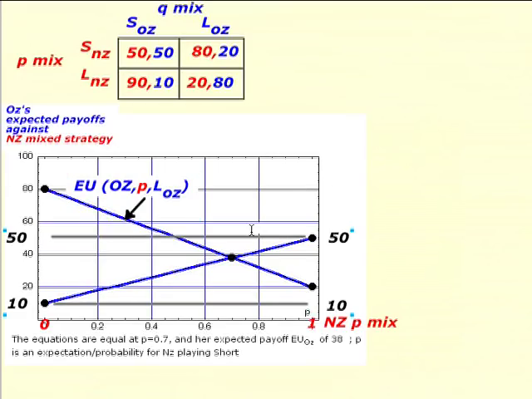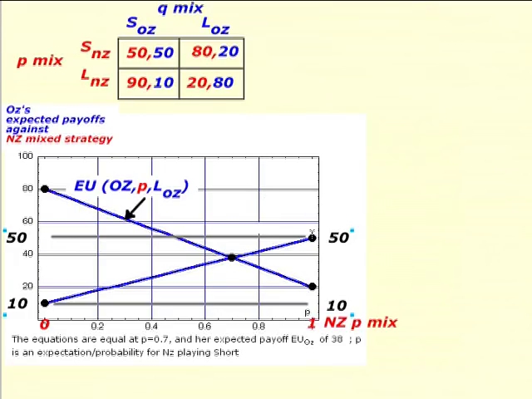Put in some gray lines at 50 and 10. Why 50 and 10? Well, because if Australia chooses to defend short, then they're either going to get 50 or 10, 50 or 10. Chances are, if probabilities are high, New Zealand's going to play short, then they're going to get close to 50. Okay, might get 10, but probability weighted averages will be close to 50.